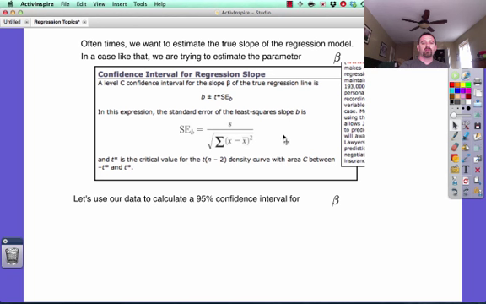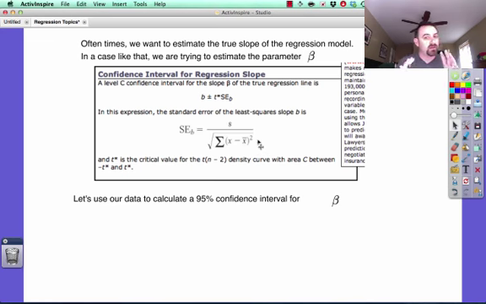Here's the formula for the confidence interval for a regression slope. Usually what we're trying to do is estimate the real slope using the sample slope, the slope we calculate, as an estimate. In the same way we do x bar plus or minus t star times s over the square root of n, now we have b plus or minus t star times this thing called a standard error. And the standard error is our new s that we just saw on the previous page divided by the square root of the sum of x minus x bar squared.